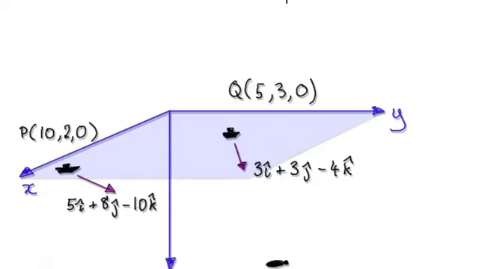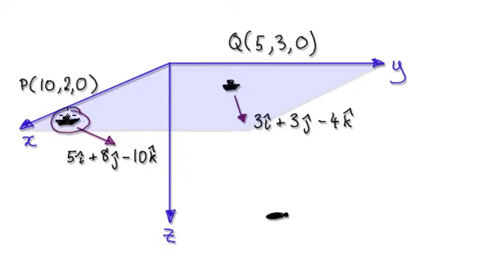Okay, let's give you guys some more practice. So here you've got two destroyers and a submarine. Destroyer 1 is located in this position, so it's 10 across in the x direction, 2 across in the y direction. It's on the surface of the water, so the z direction will be 0.